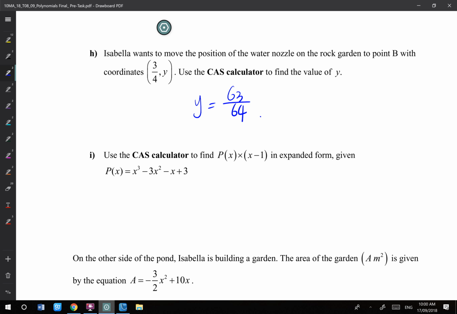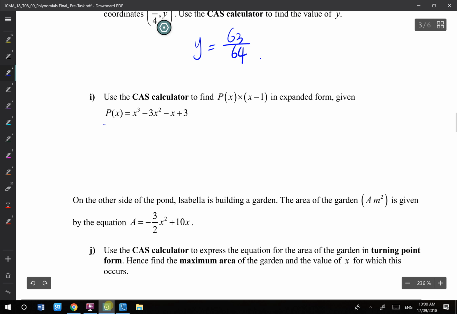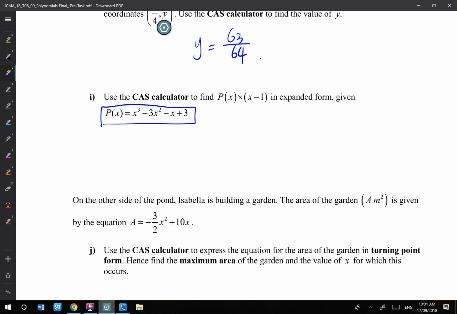Use the CAS calculator to find px times x minus 1 in expand form, given that px is this one. Okay, px is the original one. Remember, px is what you have before. It's the fx we stored. This is the function we defined before, and you want my function times x minus 1 now, in expand form.